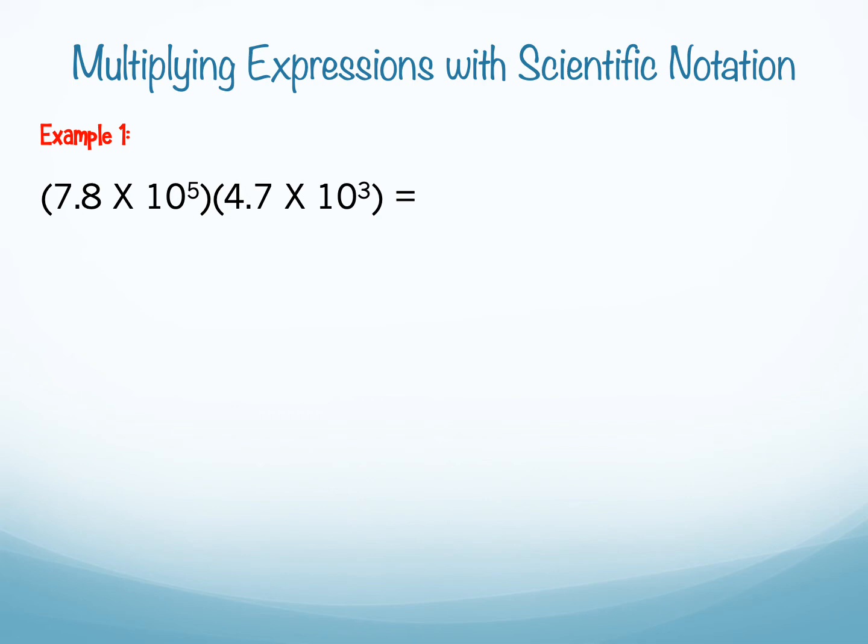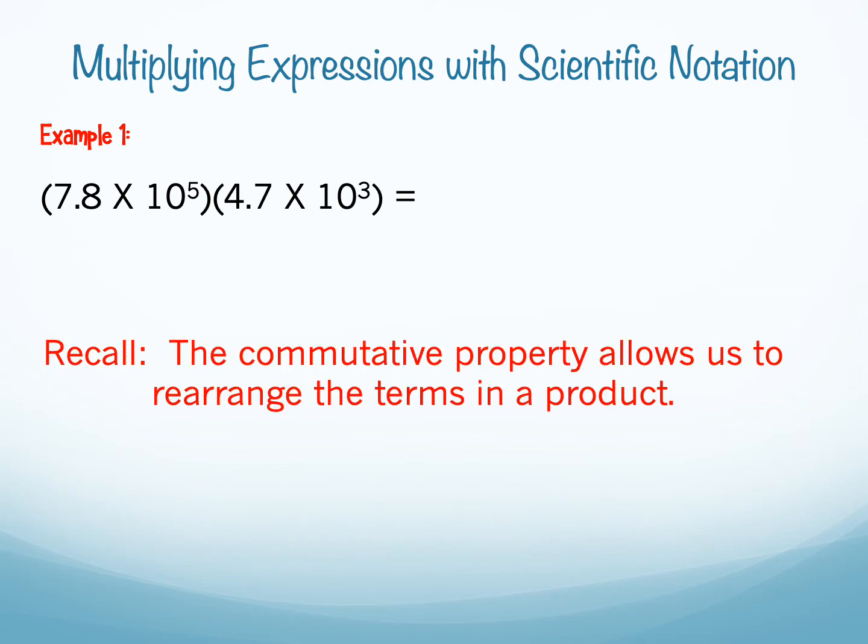This example will show you how we multiply expressions with scientific notation. Remember that the commutative property allows us to rearrange the terms in a product. If we start by rearranging these terms, we can put the coefficient terms together, 7.8 times 4.7, and then put the product of the powers together, 10 to the fifth times 10 to the third.